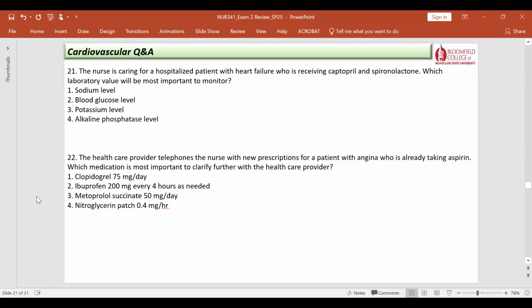Number 21. It's actually a classic question that we answered many times, maybe in pathophysiology and even med-surg, about spironolactone, which is a potassium-sparing diuretic. So the answer is going to be the potassium level, and hyperkalemia is a common adverse effect of both ARBs and ACE inhibitors. I think we went over this in previous questions as well. Number 22.